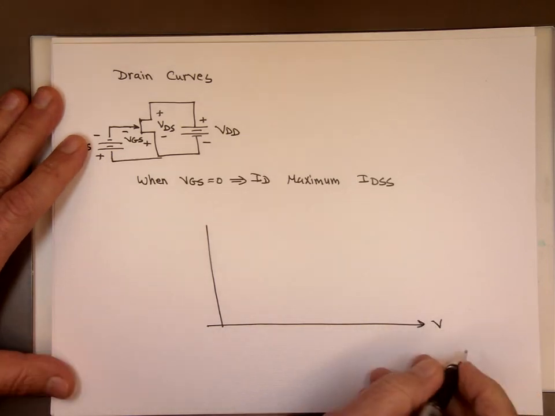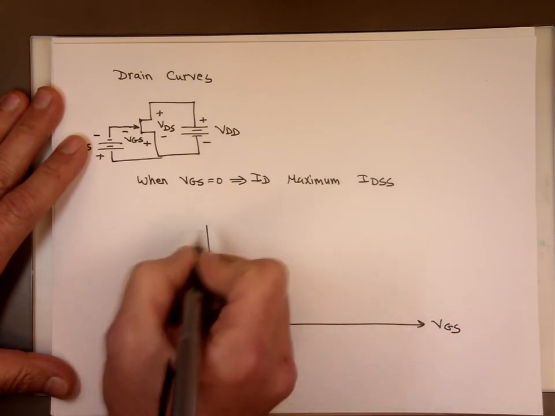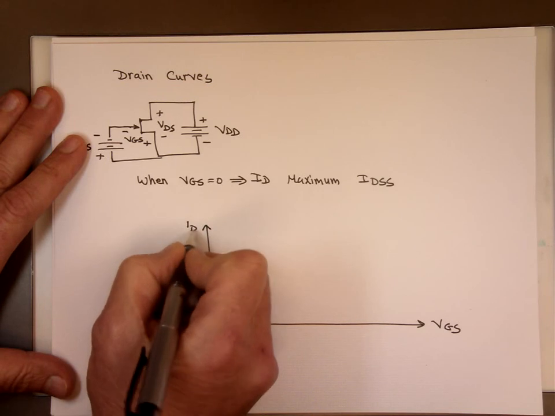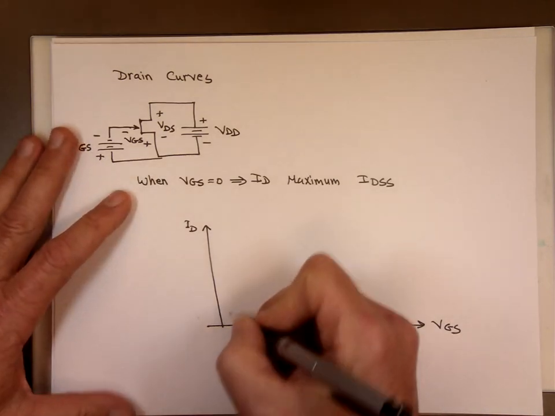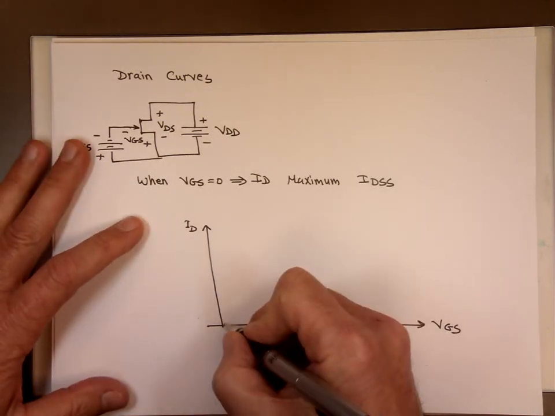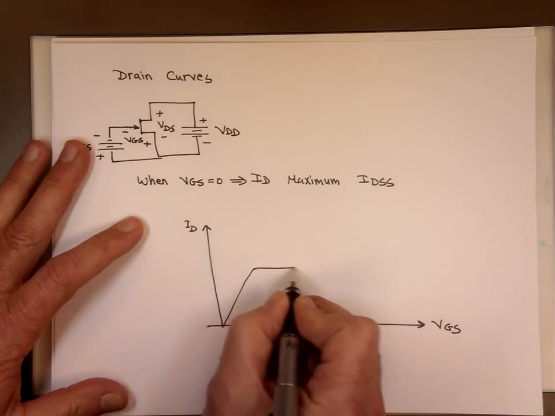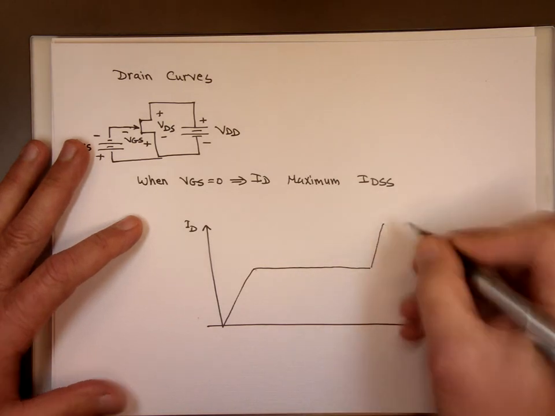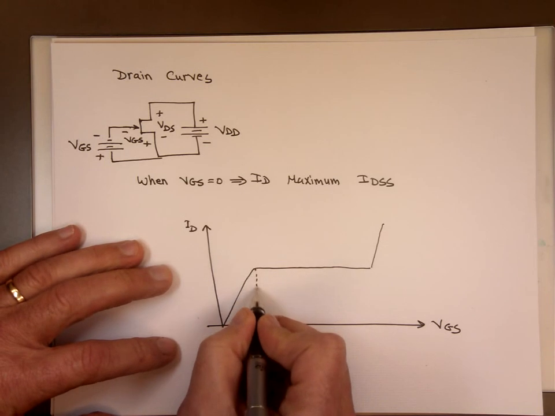This is VGS here, and this is I sub D right here. And the current will look something like this. It's going to start like linear, I'm exaggerating a little bit there. Then it's going to stay flat. Then it's going to go up. I'm going to label a few things on that one.